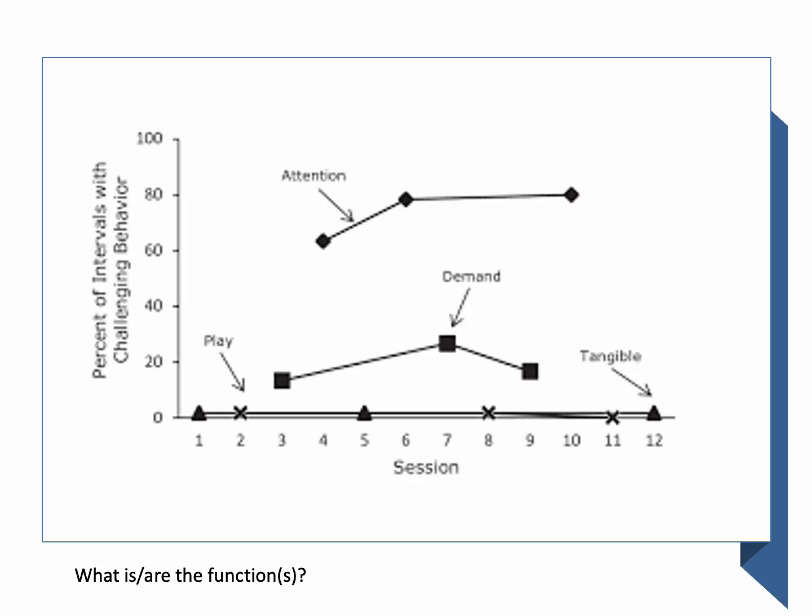So in this particular example, we are looking at a graph where in the functional analysis, they conducted all of the different conditions. They have the play condition, the demand condition, the tangible condition, and the attention condition. They did not have the alone condition, which in this case is okay because we can also use the play condition to help us determine whether the behavior is automatically maintained or not.